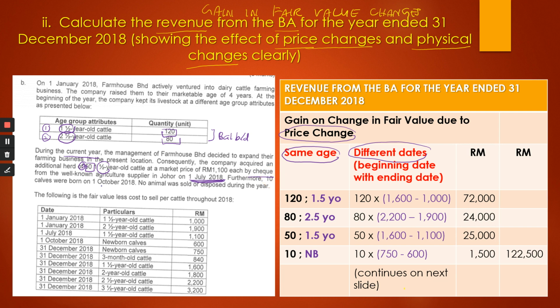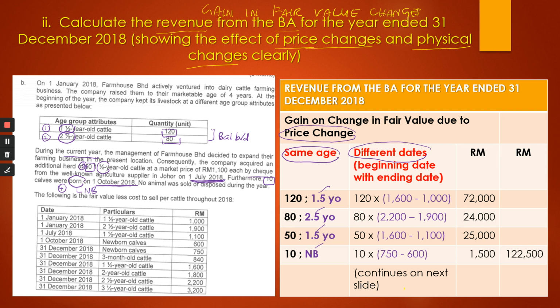Another one is on 1st of October. This is the fourth category, sorry, where you have 10, and those are the newborn. So I put here N, B. So those are the things that you should take note. So this has been listed here. Right, we have 4 categories.